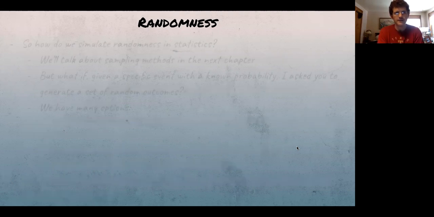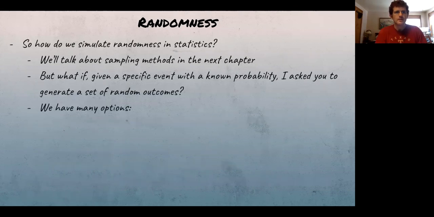All right, enough about that. We do simulate randomness in statistics, and we're going to have a few different methods. We're going to talk about when it comes down to sampling, trying to get results from surveys and things like that. That's next chapter. But if given a specific event with a known probability, if we wanted to generate a set of random outcomes, we have options. And I'm going to go through those options real quick.